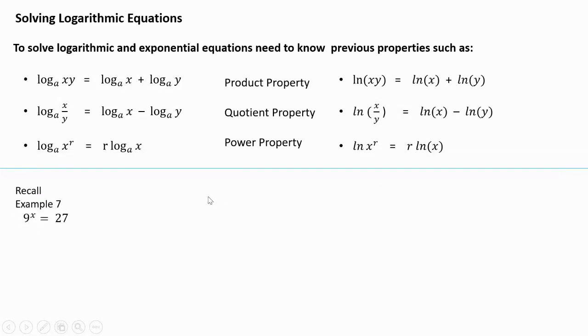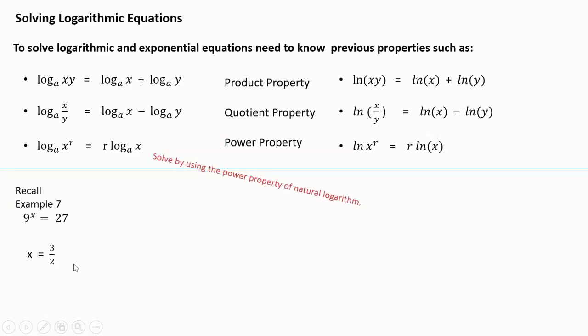Now, recall example 7, right? 9 to the x equals 27. Well, I'm going to show you another way to get the answer, and this one will apply anytime. If some students struggle with finding the same base, there's always an alternative. With this one, you can never go wrong. Let me show you what I'm talking about.